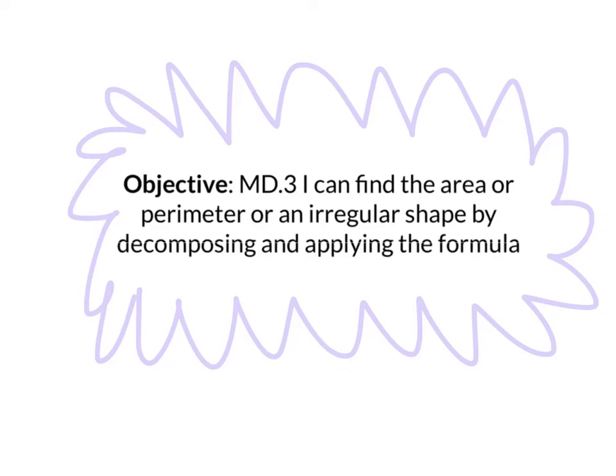Today's objective: I can find the area or perimeter of an irregular shape by decomposing and applying the formula. So today, again, we're looking at area and perimeter, but our focus is going to be on irregular shapes. Those are shapes made out of right angles, but they're not regular squares or rectangles.